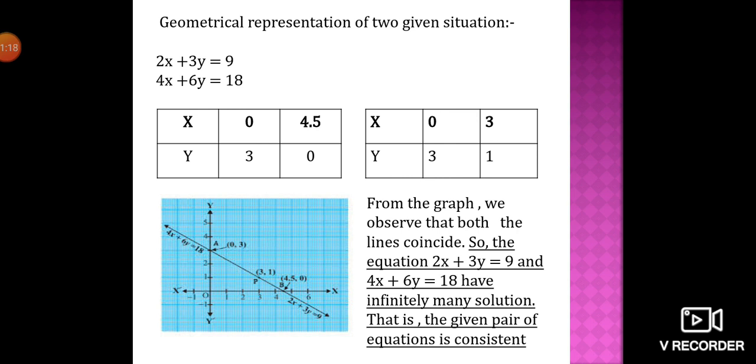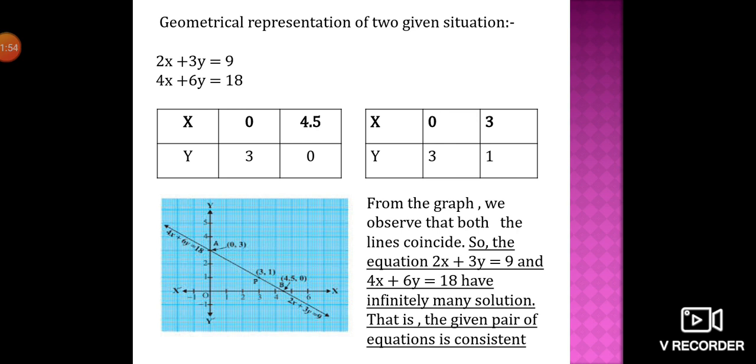The graph, after plotting the points, we are getting the graph like this. The x value and y value: for the first equation x 0, y 3, x 4.5, y is 0. For the second equation, x equal to 0, y equal to 3 and x equal to 3, y equal to 1. You can plot, you can check the answer in your notebook and find if both are correct or wrong. And plotting the points on the graph, we are getting a line. Here only one line you can see, but 2 equations are given in that line. That means both the lines coincide. One line overlaps the other line.